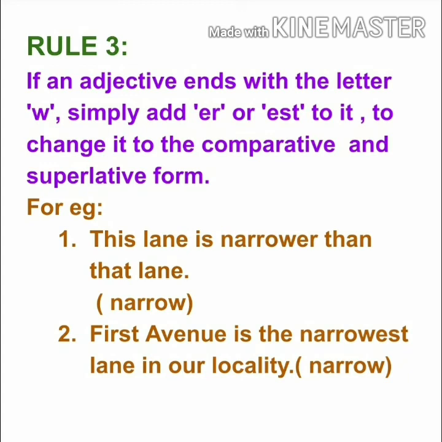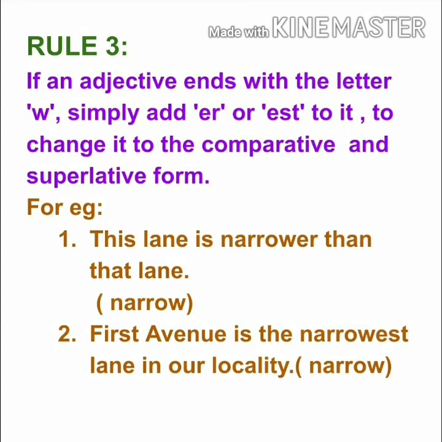Rule 3. If an adjective ends with the letter W, simply add ER or EST to it to change it to the comparative and superlative form. Children, remember this rule is also for words with more than one syllable. Let's understand it better with the help of the examples given below.